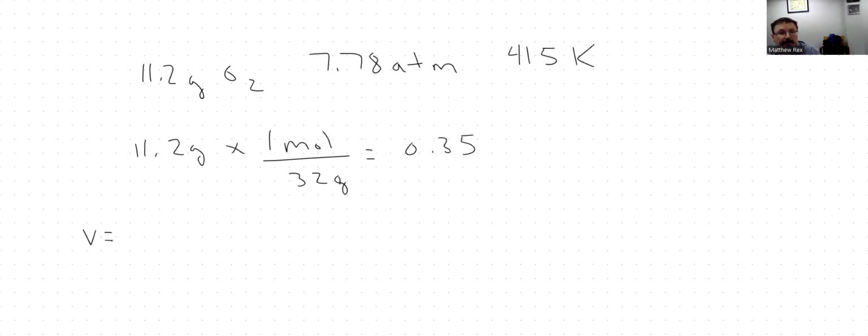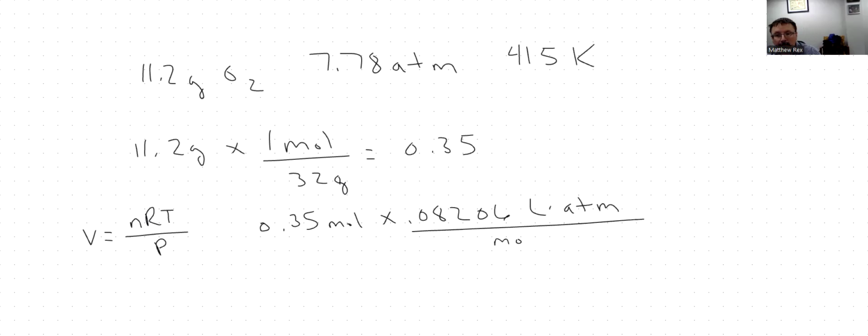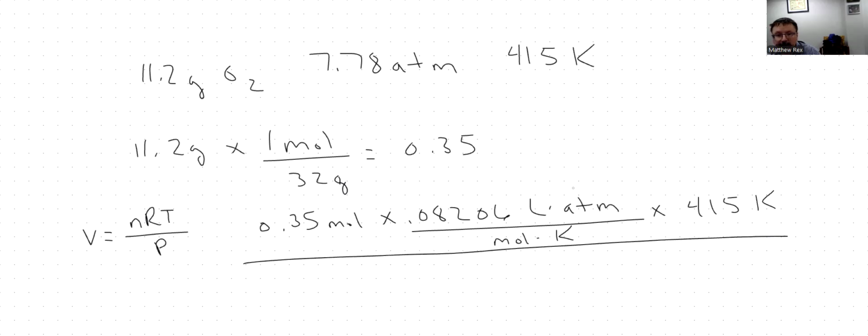So now what we're trying to do is find the volume. If I rearrange PV equals nRT to find the volume, I have nRT over P. We know our n. Here's our ideal gas constant, and our temperature, all divided by our pressure. And if I solve for that, we should see that the volume is 1.53 liters.